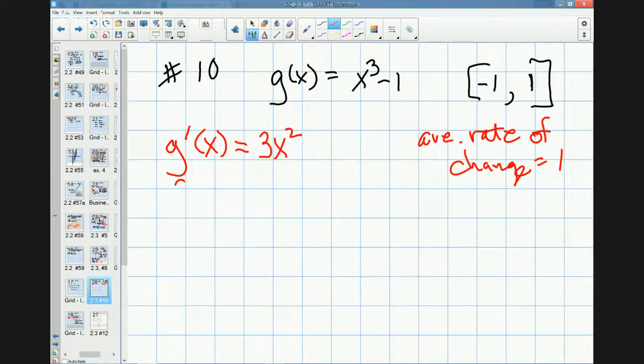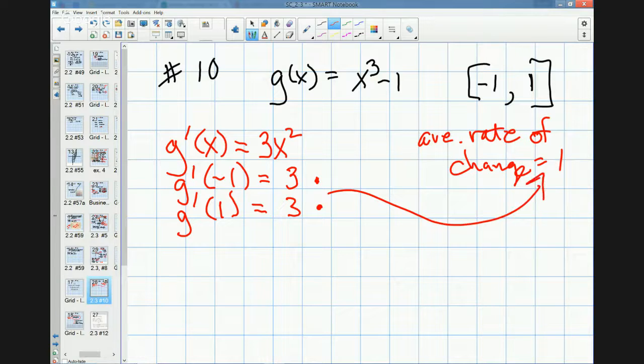All right, so now what's g prime at the point -1? -1 squared is 1. 3 times 1 is 3. All right, and what's the exact rate of change at +1? And it turns out to be the same, right? Because 1 squared is 1, 3 times 1, so you can see that these two are not at all the same as the average rate of change.